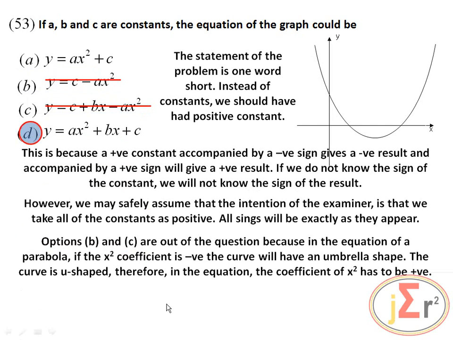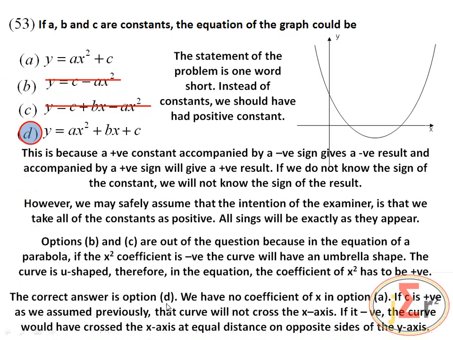We are saying that option D is correct. The correct answer is option D. We have no coefficient of x in option A. If C is positive, notice that we do not have a bx here. We just have ax squared and c.